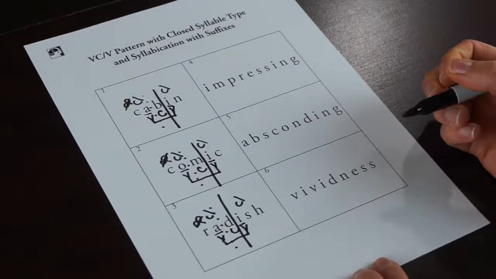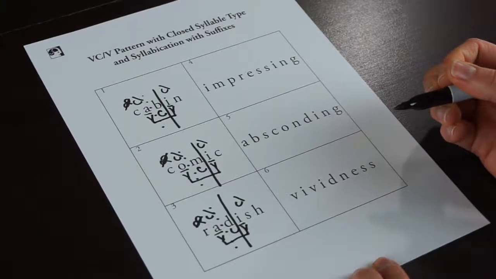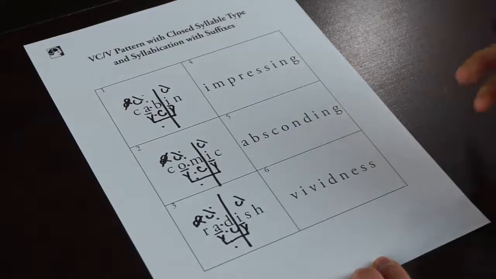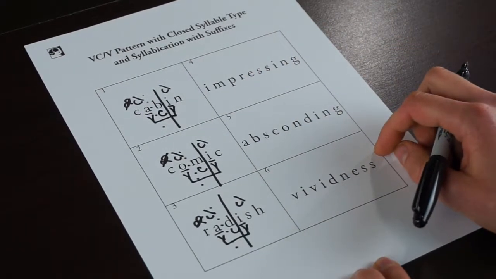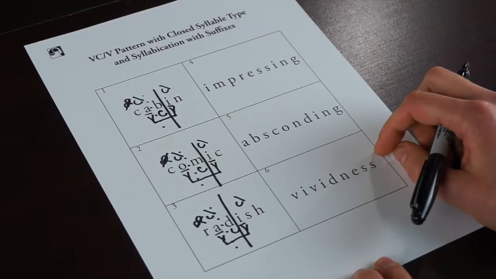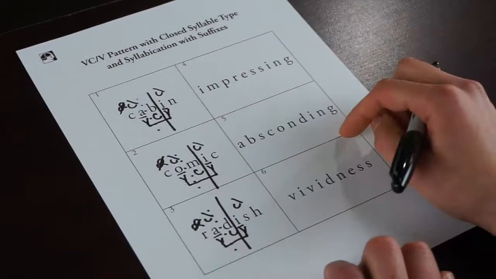Let's return to the same page that we were on before when we practiced that new way to divide the VCV pattern, except now we're going to look at words 4, 5, and 6. These words have suffixes. Students usually really like learning syllabication with suffixes because it makes syllabicating the word really easy. Let's look at word number 4.